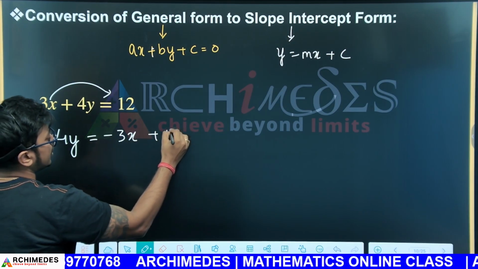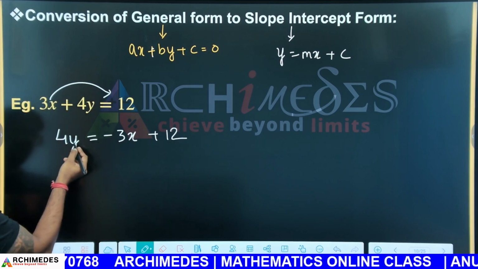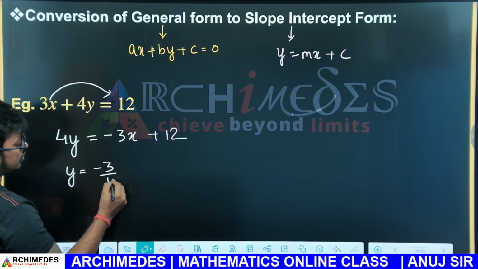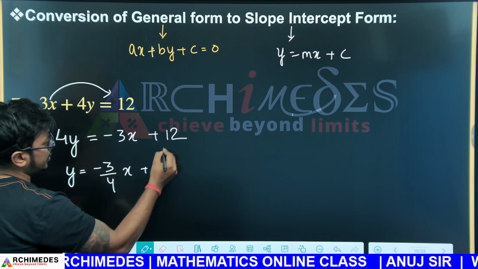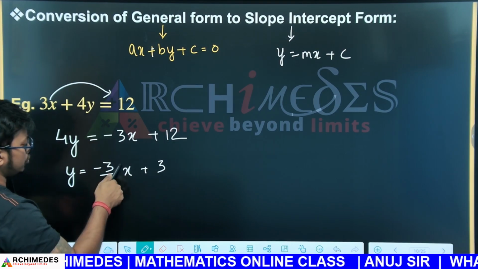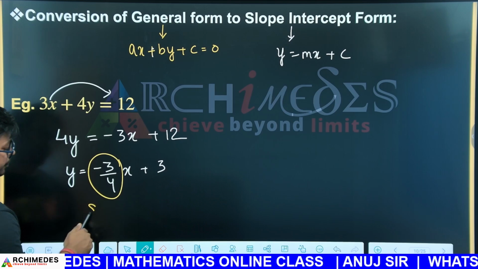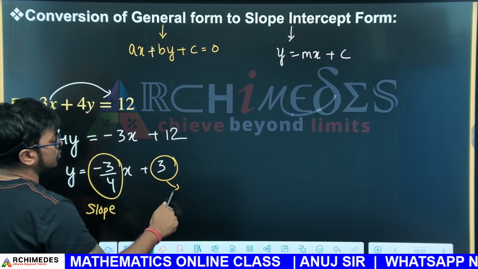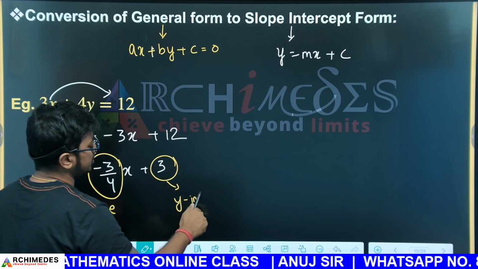Y equals mx plus c. Now you have to make y free from its coefficient, so you have to divide by 4. It becomes minus 3 by 4 x, and dividing the 12 by 4, it becomes 3. So what is the slope? This is your slope, minus 3 by 4. And this is your y-intercept. It is very easy.